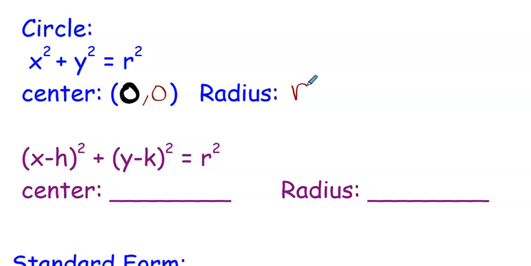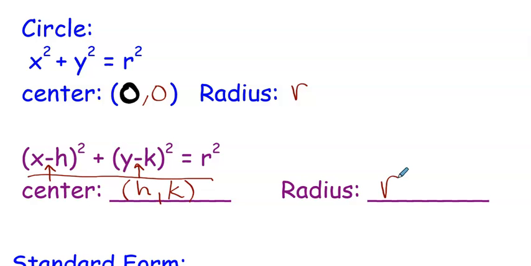And then if you want the center to not be in the middle of the graph, you would write it like this: x minus some value h squared plus y minus some value k squared equals r squared. And the center in that case would be h, k. So notice both terms have opposite signs as they do in the formula itself. And then the radius is still r in that case.